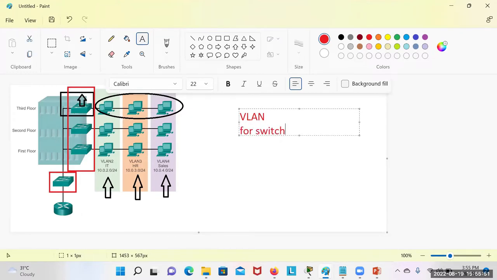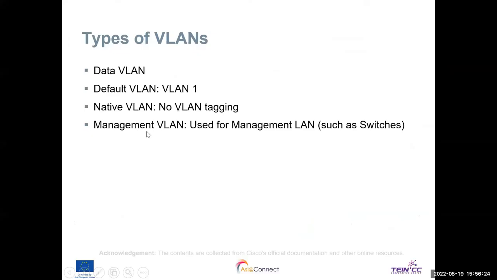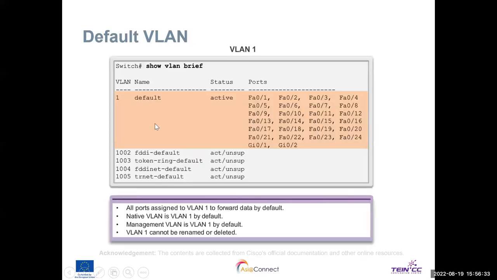What do you think? If we have switches and a LAN, say VLAN 99, this is actually a LAN which is used for management purpose. That's why we say we can have a VLAN which is used for management purpose. So these four switches can have another LAN, which is the management VLAN, basically for switches or routers. We'll come back to native VLAN later on. So let me go further.